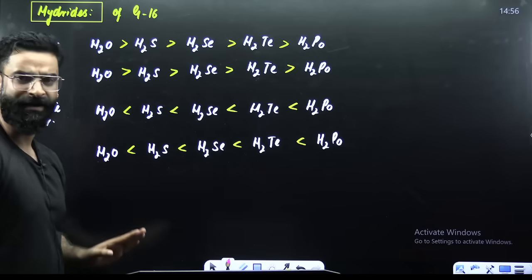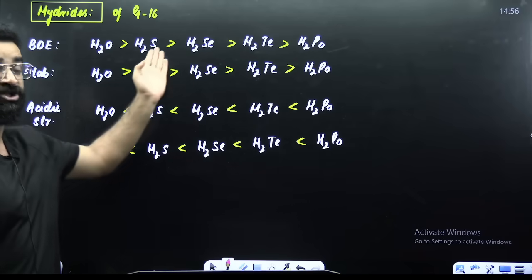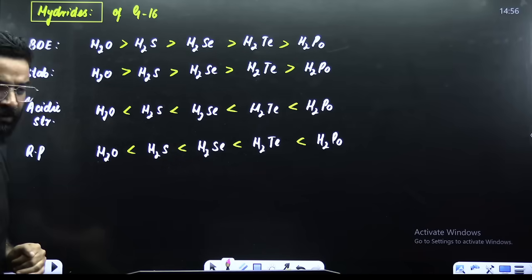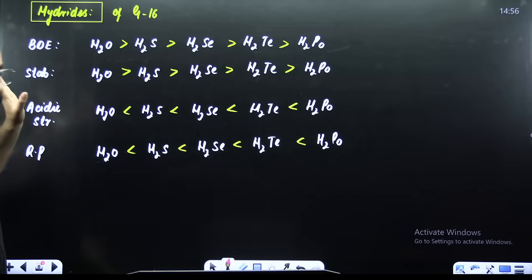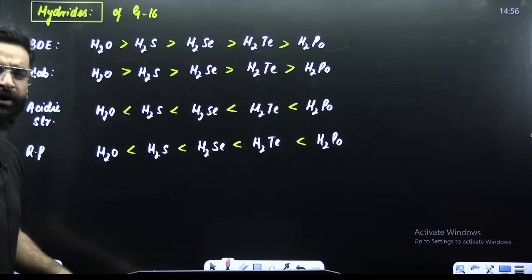Hydrides of group 16, like H2O, H2S, H2Se, H2Te, H2Po. Right? What is the bond dissociation energy order? Simple, no exception. Down the group, bond dissociation energy decreases.